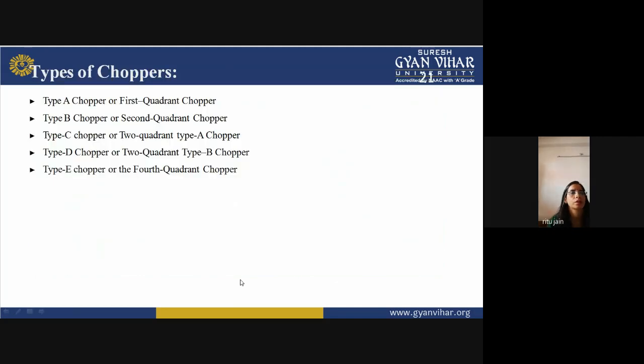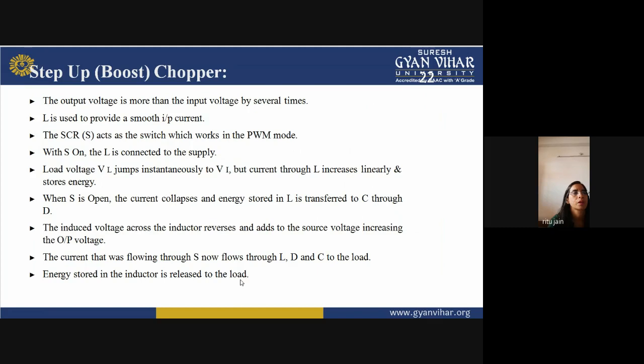Now let's come to the different types of chopper, which are type A chopper, type B chopper, type C, type D, and type E chopper. Let's come to the point, type A chopper. So what is your type A chopper? Before going on this, we come to your step up or boost chopper.